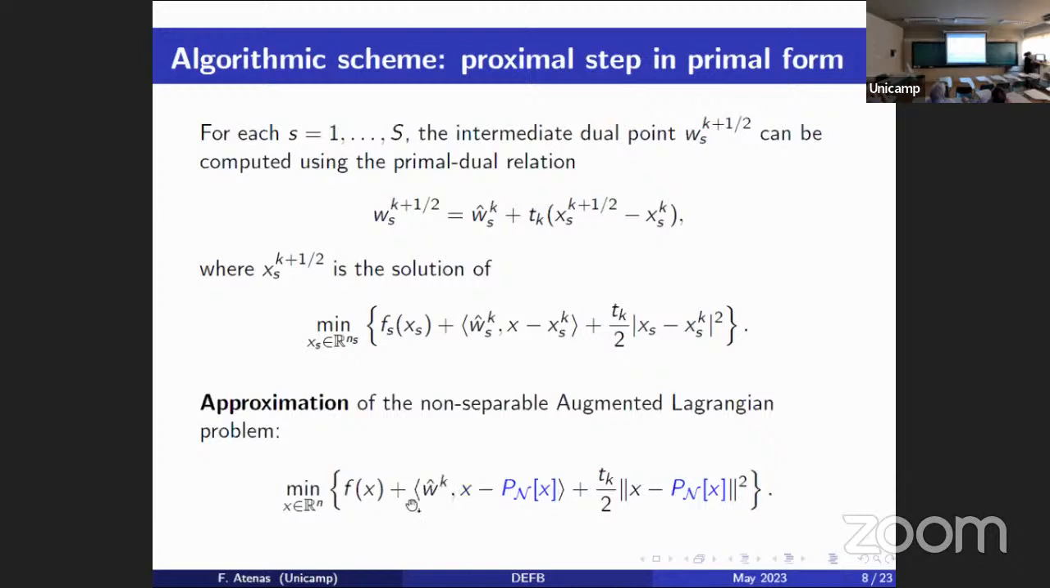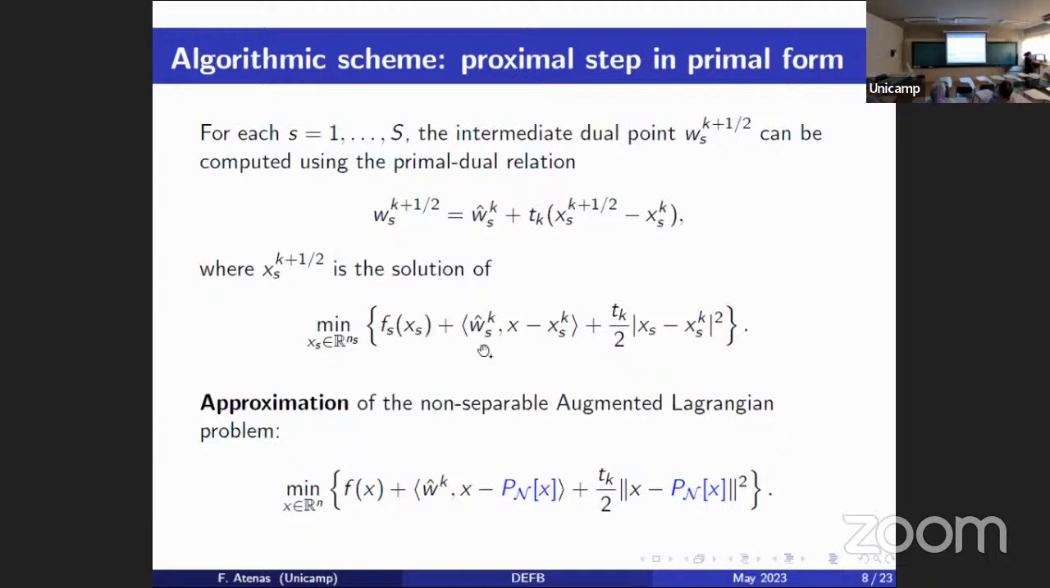Because if we write the augmented Lagrangian problem again here, W hat times the projection to N is zero because of our orthogonality. That's not a problem. But what prevents us from separating the augmented Lagrangian problem is this projection here in the squared norm. So we replace the projection of x with this feasible point here, xk, that is generated in every single iteration. That's the approximation that we make for the augmented Lagrangian, and that allows us to separate for each scenario.